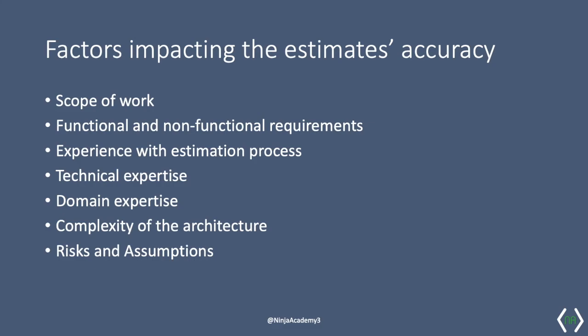So you know by now that we are trying to forecast work, cost, and time of a project with given scope. Let's look at all the factors that impact the accuracy of the estimates. The scope of work, functional and non-functional requirements, experience with estimation, technical expertise, domain expertise, complexity of the architecture, risks and assumptions. So it is evident that the estimation requires experience and expertise. Hence, it is always owned by the subject matter experts, the team leads, or the application managers.